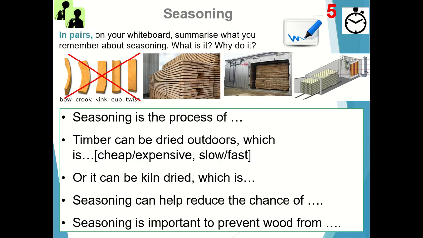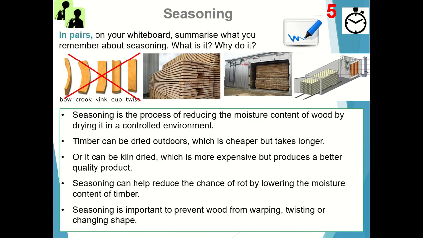Don't forget, the first process in treating timber is seasoning. And seasoning is the process of reducing the moisture content in wood by drying it out in a controlled environment. It can be outdoors or indoors, depending on the results you want. And another benefit is that it prevents wood from warping, twisting, and changing shape. So seasoning is the first step to improving the qualities of timber. However, we're mainly concerned with wood rot.